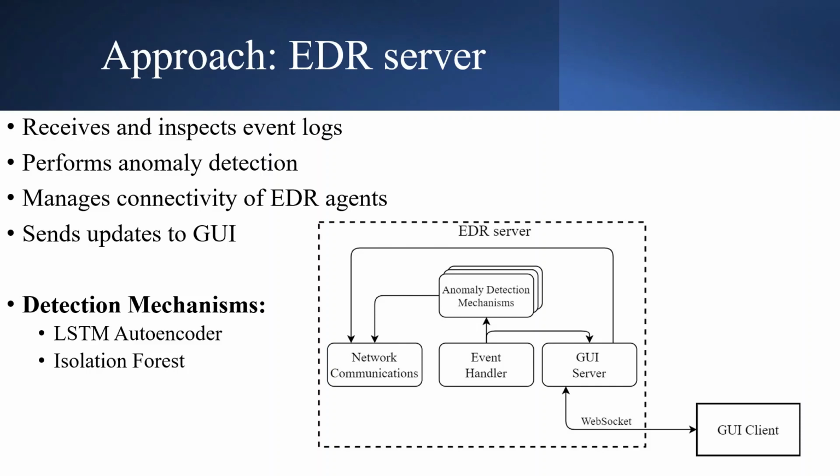The EDR server is implemented on an embedded device, the Odroid XU4, and its main functionalities are to receive and inspect Windows event logs, perform anomaly detection, and manage the connectivity of EDR agents when an anomaly is detected. Additionally, it will send updates to the user interface. The detection mechanisms implemented are the LSTM autoencoder and an isolation forest.